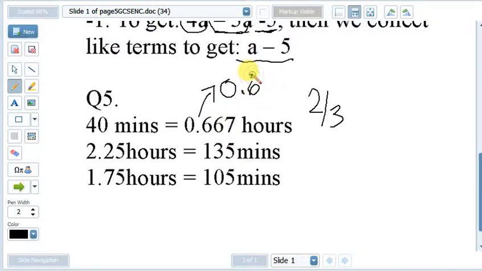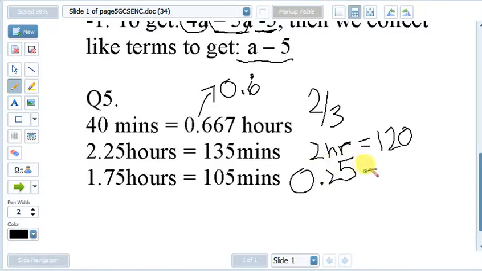Next one. So what we're after is 2.25 hours in minutes, and what we've got is 2 hours, or 1 hour is 60 minutes. 2 hours is 120 minutes. And the last one, 0.25, and that is a quarter of an hour. And a quarter of an hour is 15 minutes. So if we've got 1 hour, which is 60, 2 hours, which is 120, and then another 15 minutes, if you add those together, you get 135 minutes.